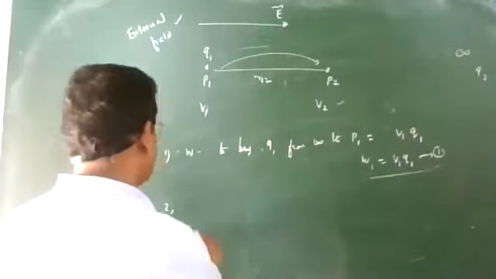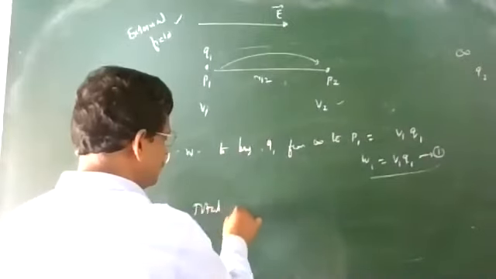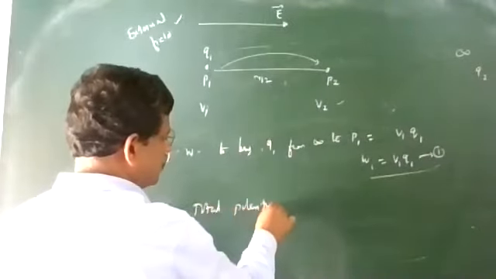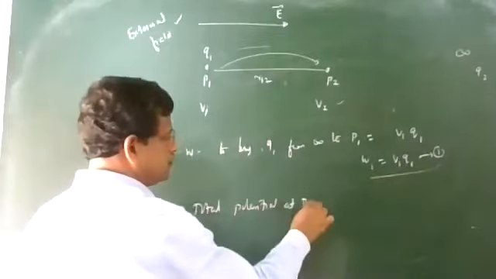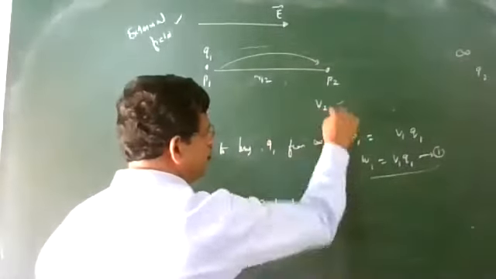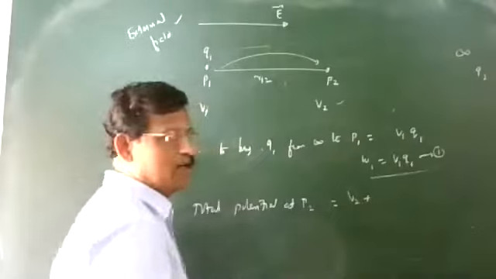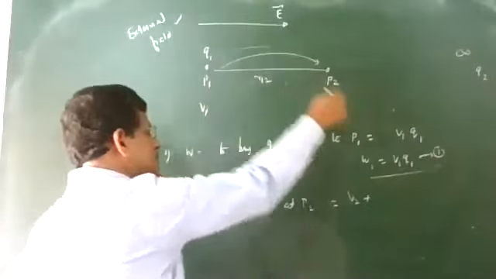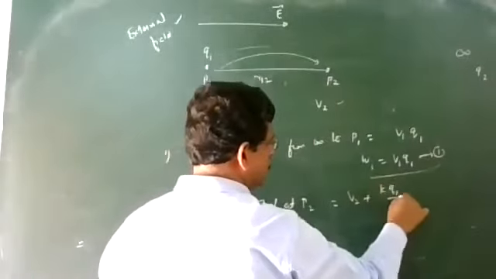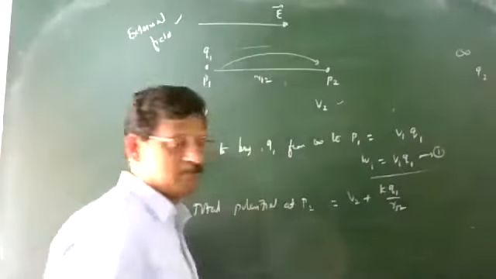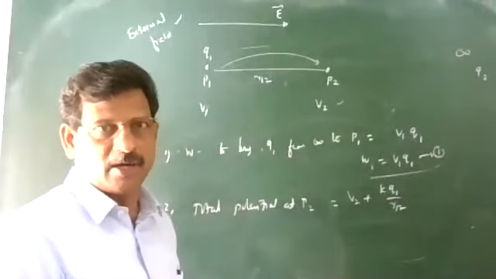So second point, what is the total potential? Total potential at P2 is equal to what P2 already had from the external field plus the potential produced by the first charge, that is Q1 divided by R1. Potential means work done in bringing a unit charge.